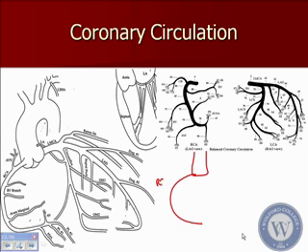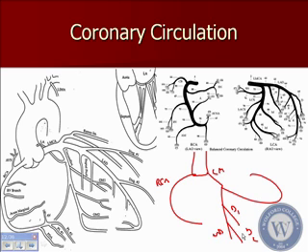That's your RCA, and then you have the left main. And then you split this. This is the LAD, D1, D2. Circumflex, OM1, OM2. That's how I draw it before I do any kind of evaluation of somebody's heart.